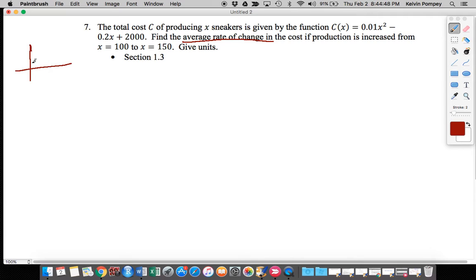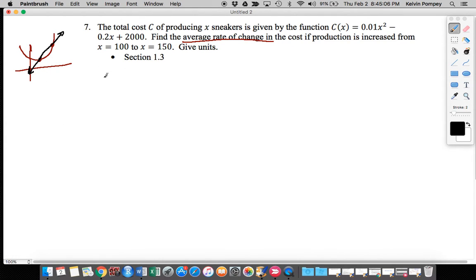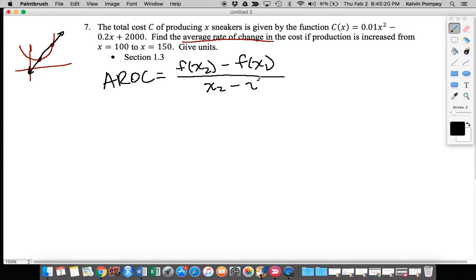Remember we said in class that if I have something curvy and I want to find the slope between 2 points, then I have to draw the secant line. That's the line that passes through those 2 points. I know that's kind of curvy. And we'll let our average rate of change be the slope of that line, right? And so our average rate of change formula looks almost identical to our slope formula, right? So we have this right here.